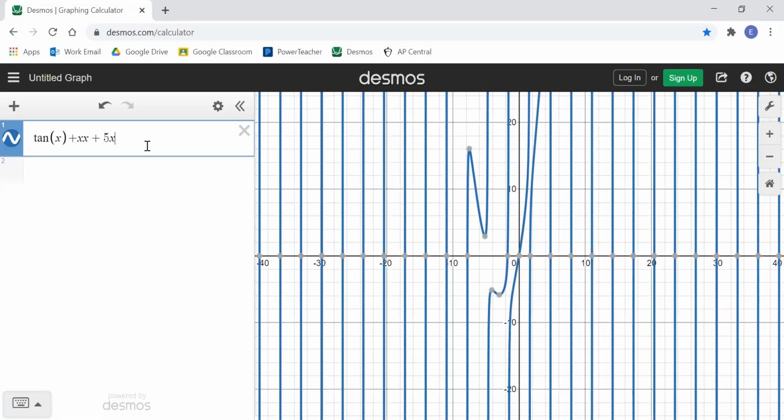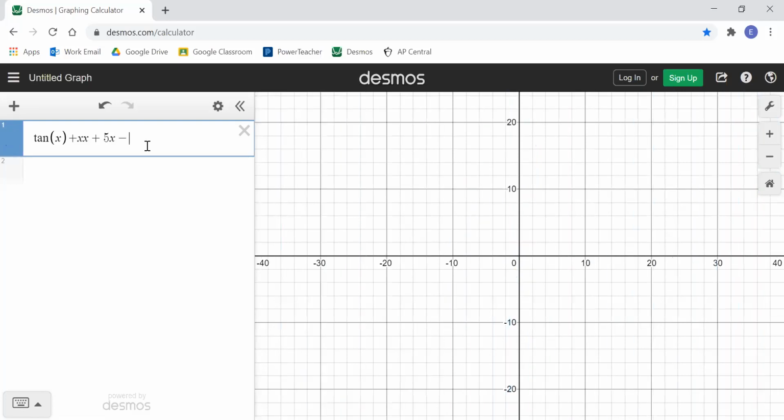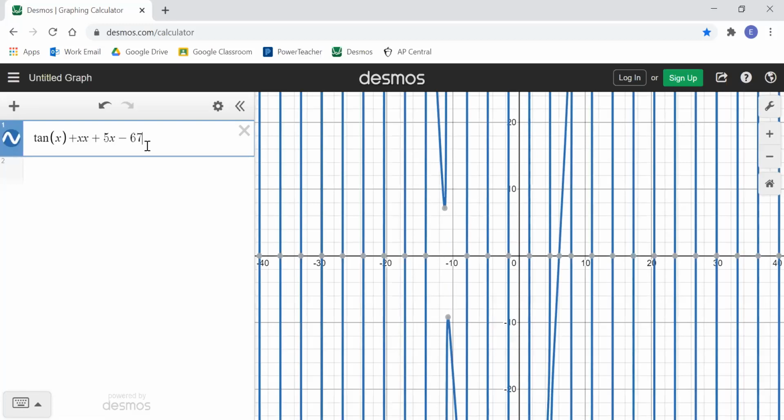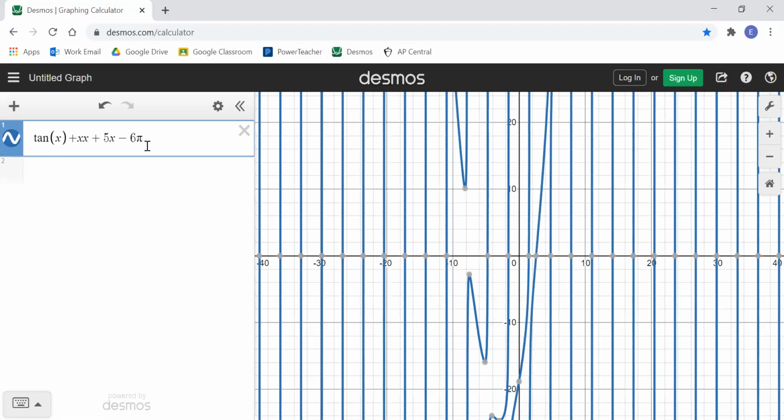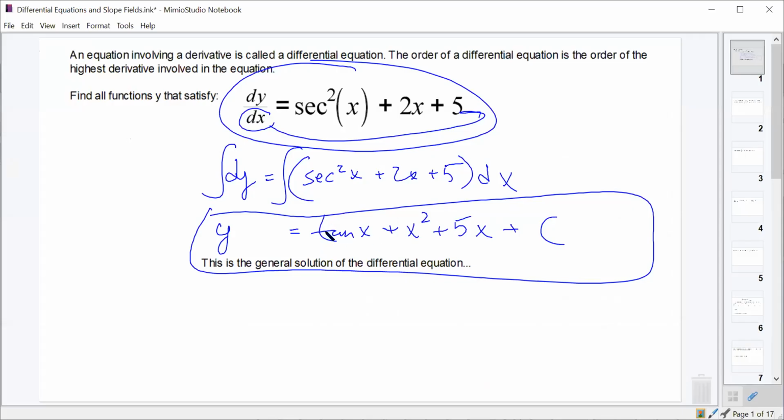I could have this. This is a solution to it. So is this shifted up a little bit. So is this shifted up even more. So is this. Right? So is this. They're all solutions to it. They look different, but they're all solutions to that differential equation, because when I take the derivative of each and every one of those, I get right back to this original thing that I had, dy dx equals secant squared x plus 2x plus 5. And that constant doesn't affect it.